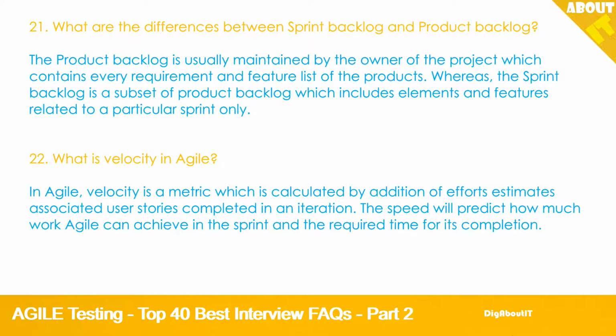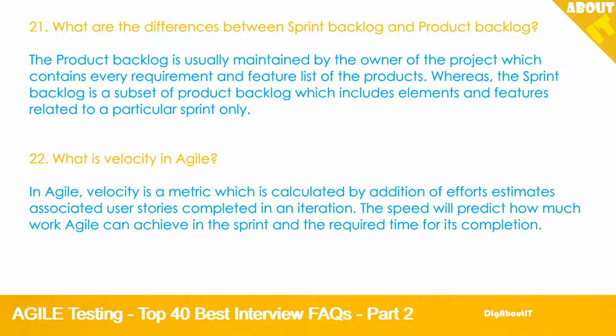21. What are the differences between sprint backlog and product backlog? The product backlog is usually maintained by the owner of the project, which contains every requirement and feature list of the products. Whereas, the sprint backlog is a subset of product backlog which includes elements and features related to a particular sprint only.